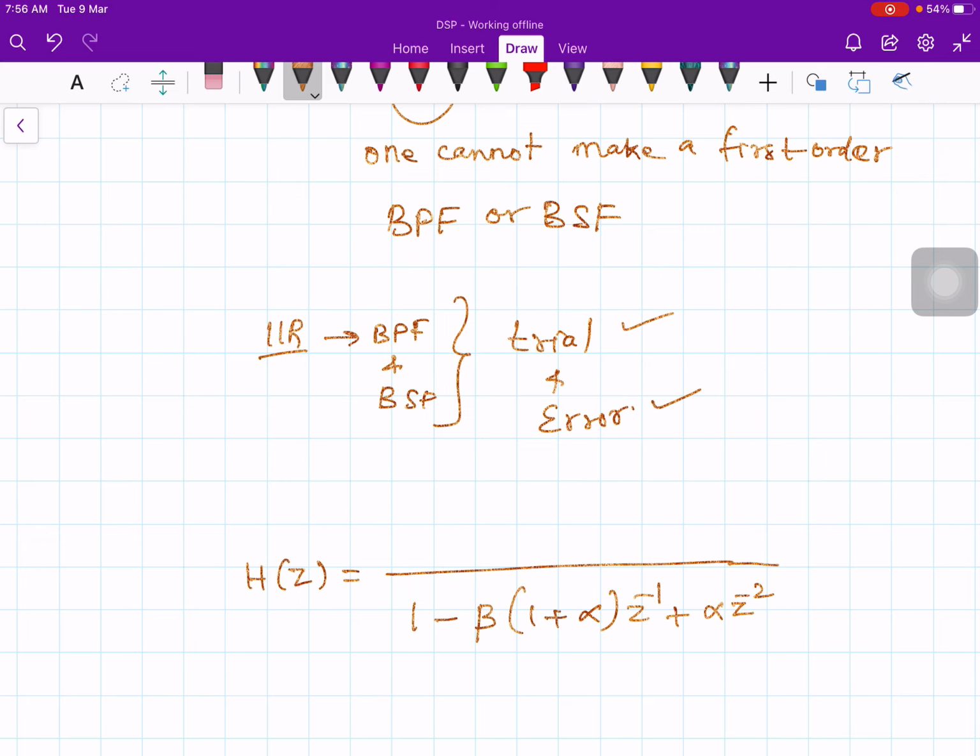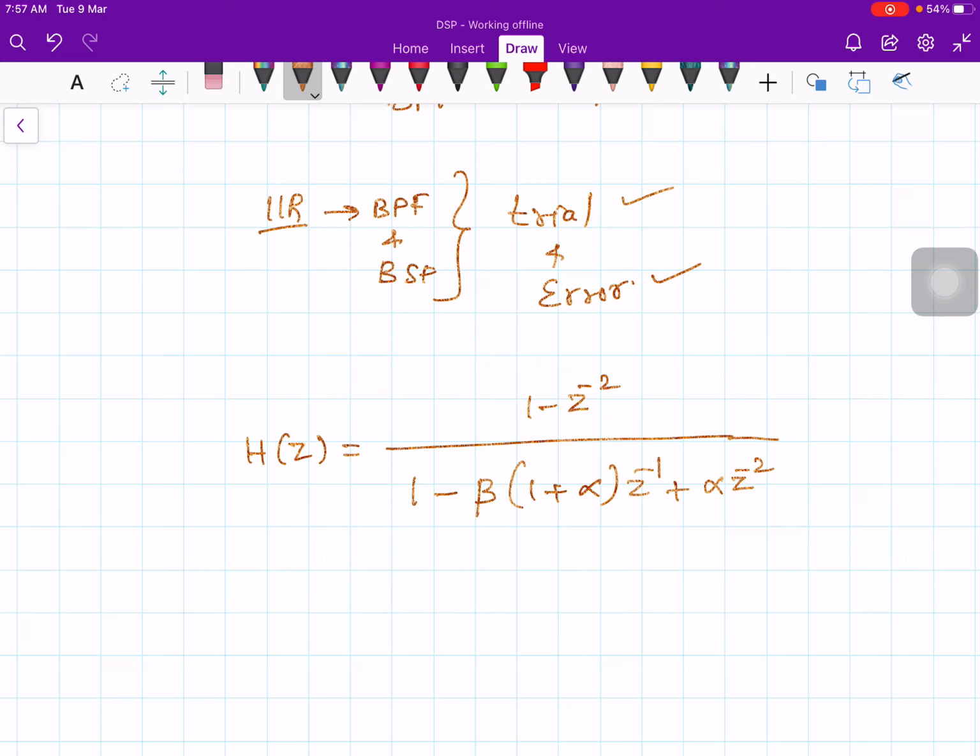And if you remember your FIR case, the numerator was 1 minus z to the minus 2. Okay, so therefore the numerator is the same as that of FIR. So there is no change in the numerator. In FIR we had 1 minus z to the minus 2.